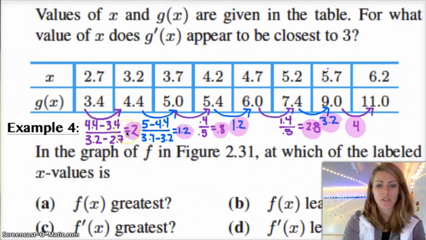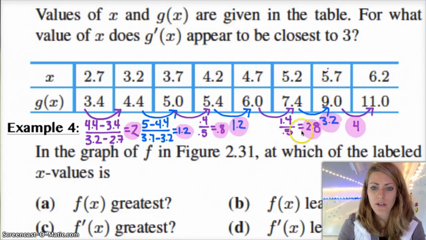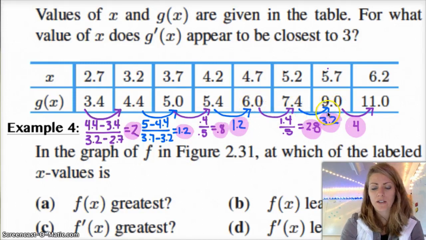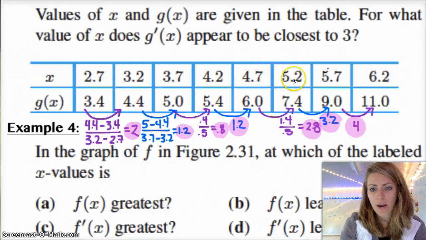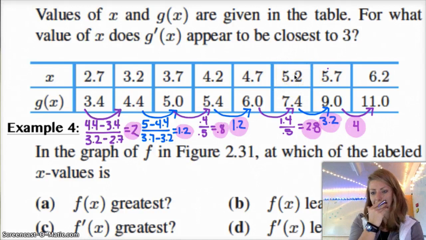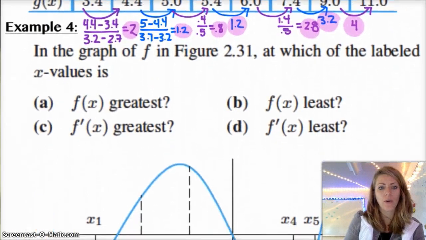Here I got it to be 2, then 1.2, then 0.18. Then it increases again to 1.2, 2.8, 3.2, to 4. And so the question is asking, for what value of x does g prime appear to be closest to 3? Well, you notice that from 6.0 to 7.4, the slope is about 2.8, and then here it's 3.2. So both of those are the same distance away from 3. So I would guess that the x value of 5.2 approximately has a slope close to 3. Okay, so then try example 4 on your own.